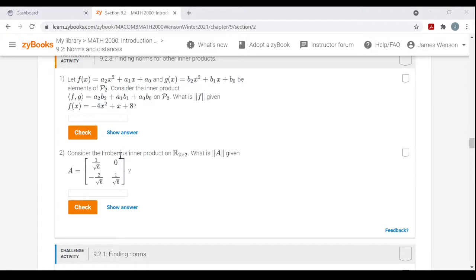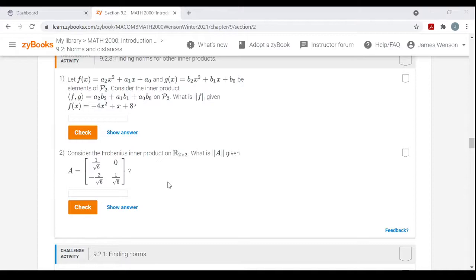So consider the Frobenius inner product on the vector space of 2 by 2 matrices with real entries. And they give us a matrix A here, and they ask us, what is the norm of A? Right. So again, saying length would be weird here, because what is the length of a matrix? That really doesn't make any sense to say. So you could say magnitude or norm, and it would make a little more sense.